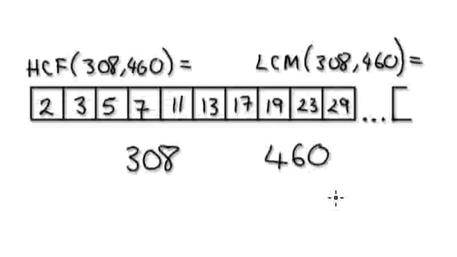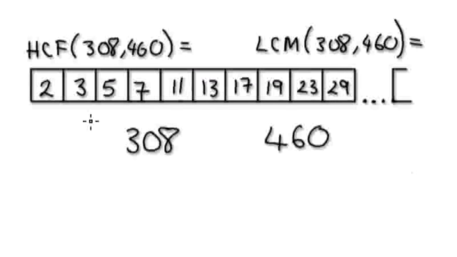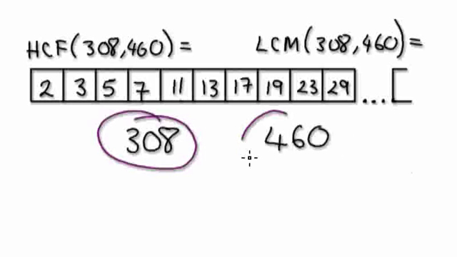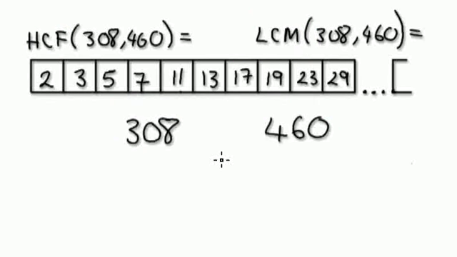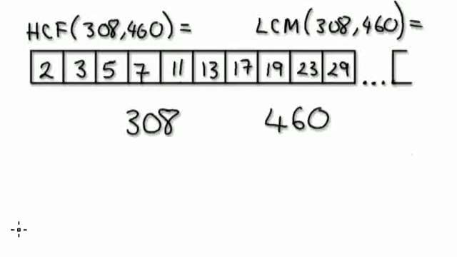Okay, let's give you guys some more practice. So here, given these two numbers, this one and this one, find the highest common factor and the lowest common multiple of the two. Okay, so press pause and have a go.